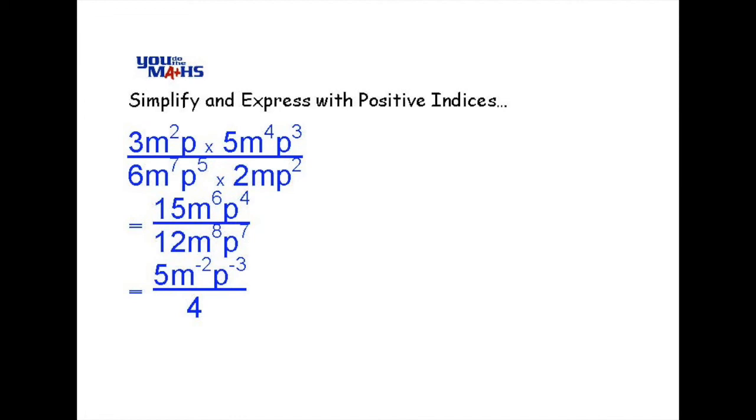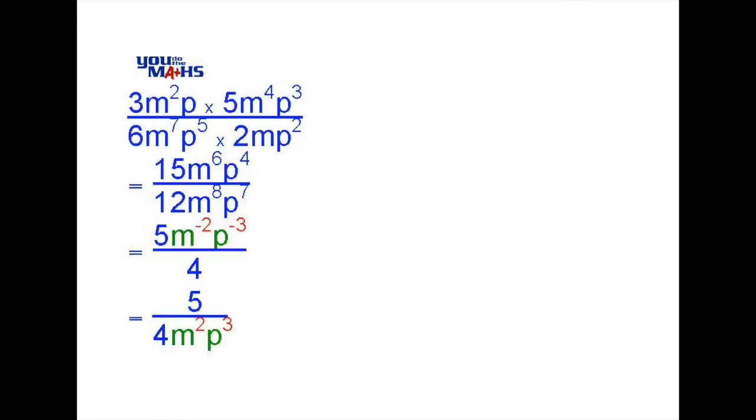Now to rearrange this with positive indices, we need to look at the m and the p and take them to the bottom line of the fraction. So the index changes from a negative to a positive. So we get 5 all over 4m squared p cubed. You'll notice the only things that have changed are the terms with the m and with the p. So there's our final result.